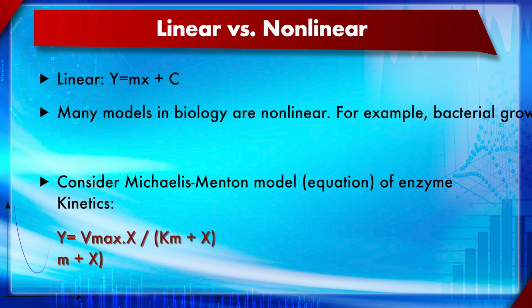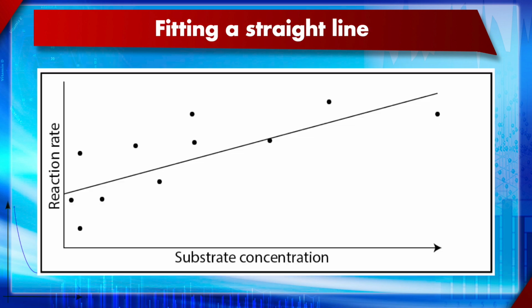So you can consider the Michaelis-Menten equation of enzyme kinetics. The equation is: y equals Vmax times x divided by Km plus x, which is not a linear equation. You see, it's a curved equation. If you're working with enzyme kinetics, on the x-axis you put the substrate concentration, while the y-axis is the reaction rate. So how fast the reaction happens when you increase the substrate concentration.